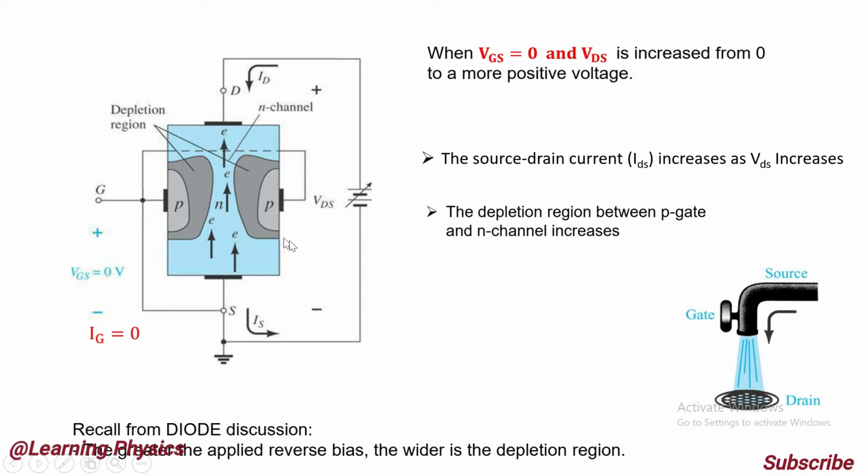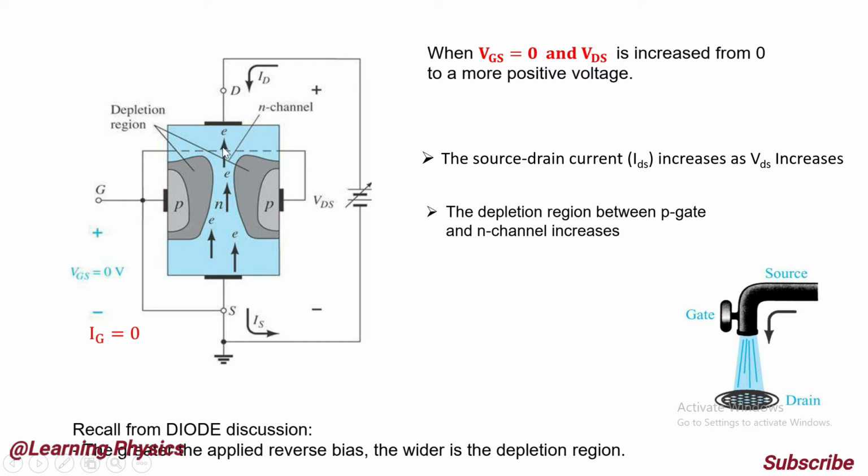And we can see that the drain terminal is reverse bias, and the source terminal is forward bias, and there is no biasing applied on the gate or gate to source terminal. When we apply VDS, and VDS increases from zero to some positive value, the value of IDS increases as VDS increases. When the value of current increases, source to drain current increases, and through this channel the electrons travel from source to drain, from this side to this side.